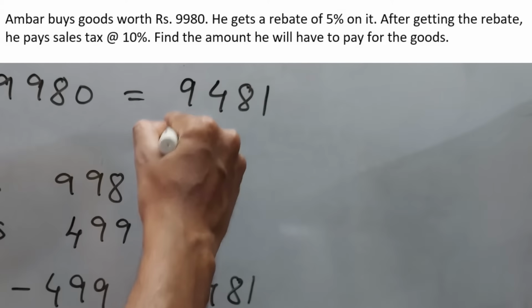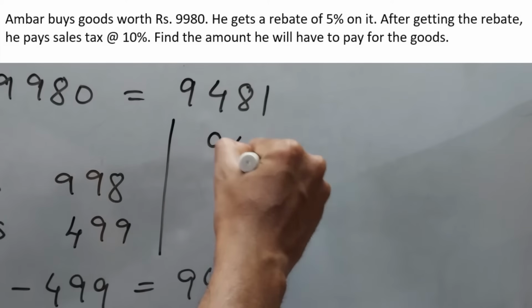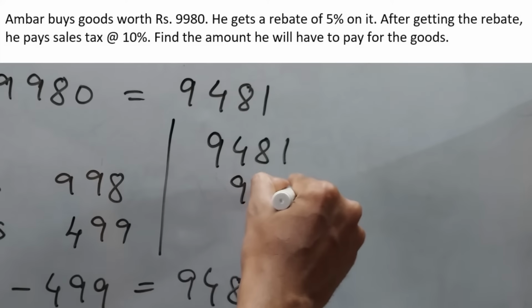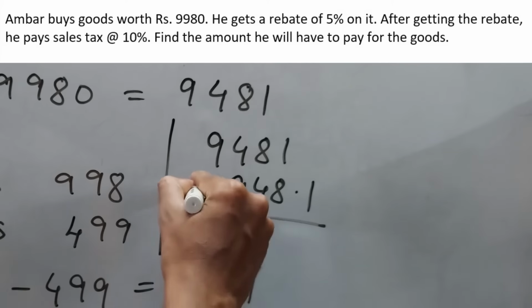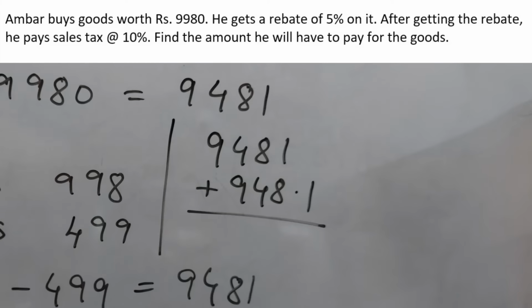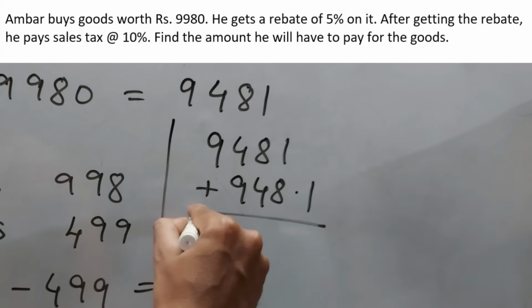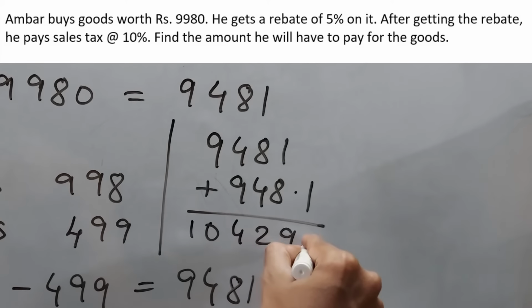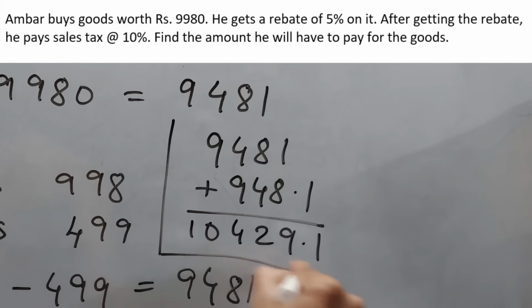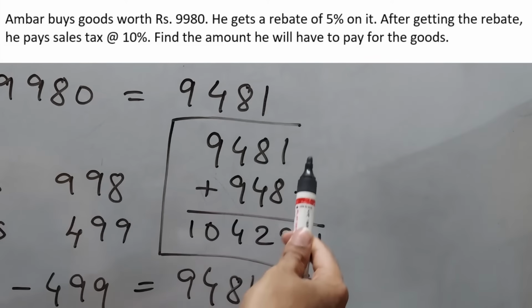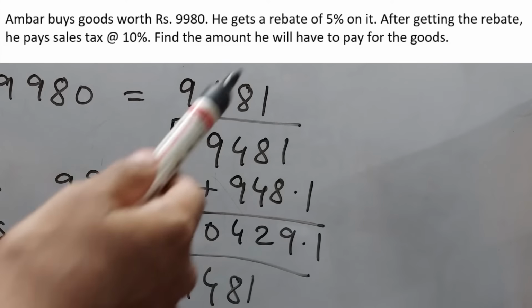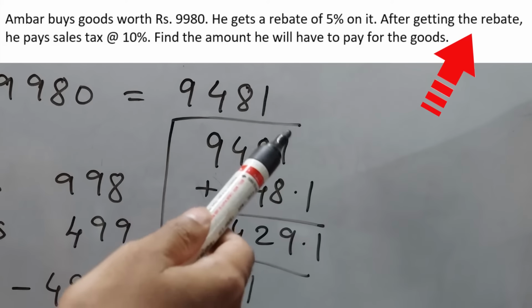Now the final amount will be adding these two. That means 9481 and 948.1. Easy. What will be the final answer? Simple. 10429.1. Always we do the addition from the right side, but we have a better idea to start adding from the left side to make it faster. You may have a look at the I button and things will be easier for you.